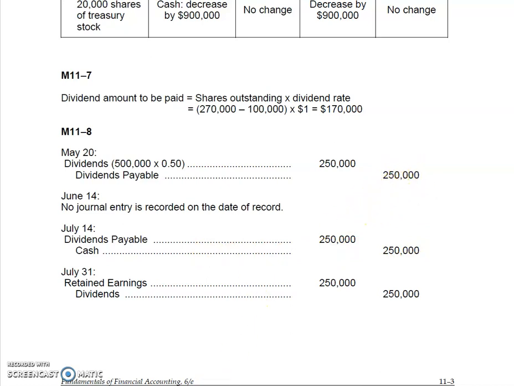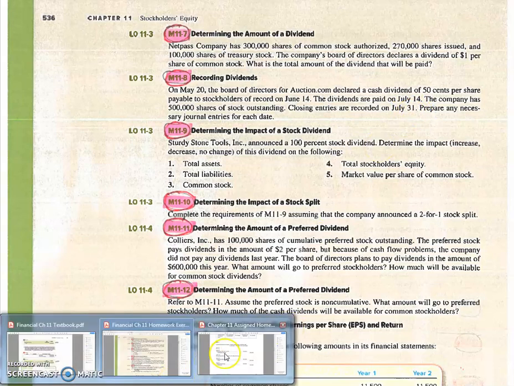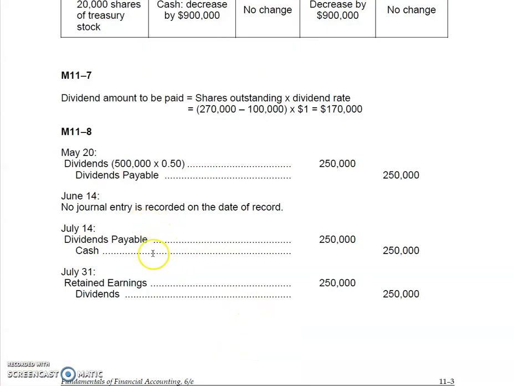And then the last date is the year-end close date. So closing entries are recorded on July 31st. So we need to close temporary accounts. Dividends is a temporary account. So we're going to have to credit dividends to zero it out. So we're going to credit dividends for $250,000. That will zero it out and reduce retained earnings, debit retained earnings for that $250,000.